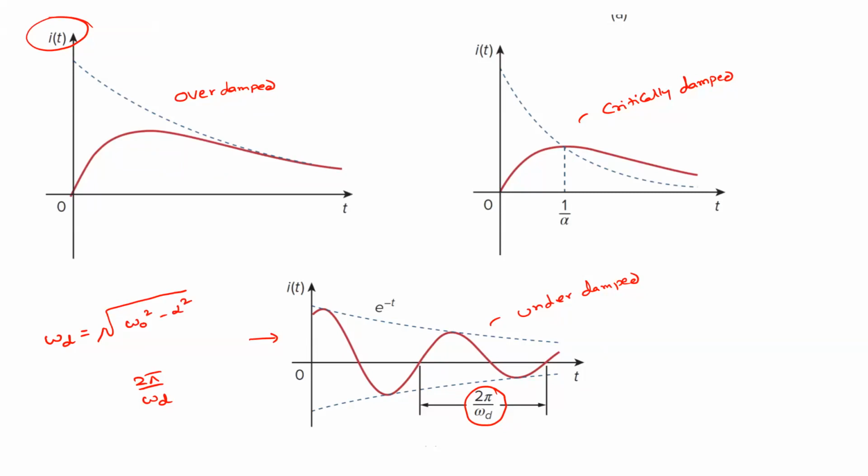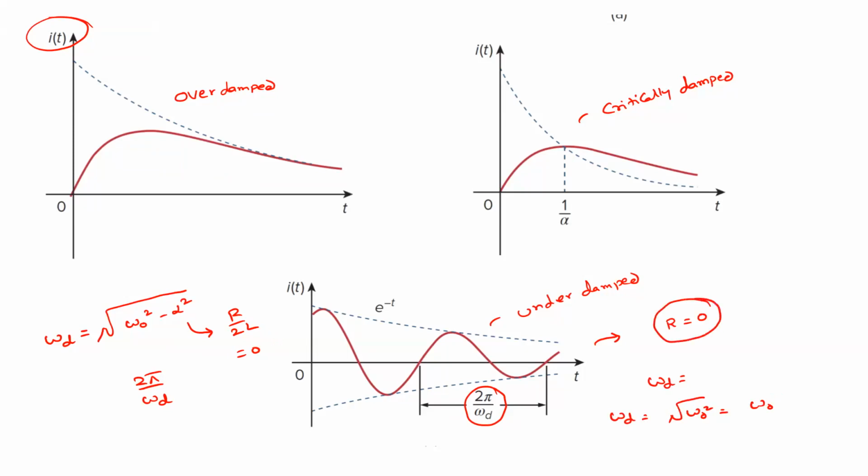Let us first talk about this case. Assume that R equals 0. What is the value of omega d? What is alpha here? Alpha is R by 2L, so alpha is 0. That means omega d equals the square root of omega naught squared, which is equal to omega naught. So this R is causing the damping.